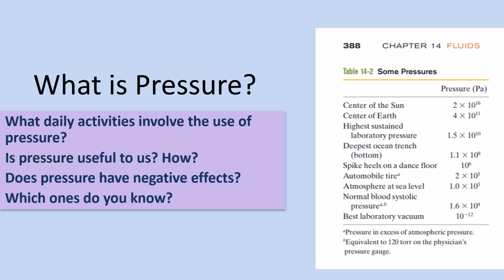So these are just some of the pressures, and this is in excess of the atmospheric pressure, all the ones labeled with a superscript A. Then the ones labeled with superscript B, like normal blood systolic pressure, is equivalent to 120 torr. So torr is another unit of measuring pressure. Let's make some reflection.